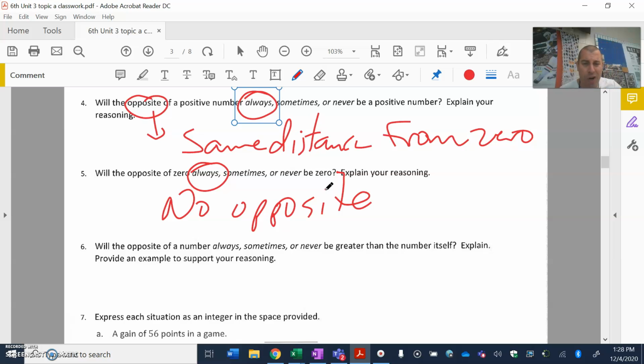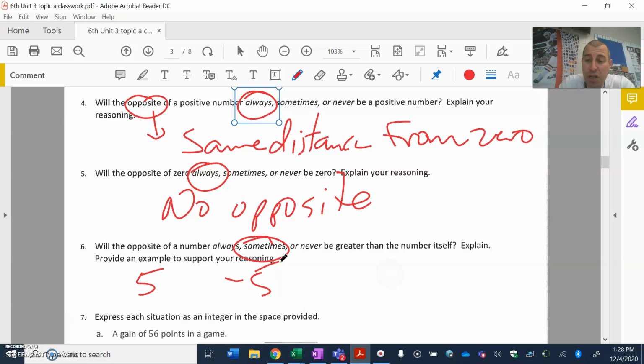Will the opposite of a number always, sometimes, or never be greater than itself? Okay, here we go. This guy's sometimes. Now let's look at why. Let's start with the number 5. The opposite of 5 is -5. So will the opposite of a number be greater than itself? Well, the opposite of 5 is a -5. Well, that's certainly not greater than it.